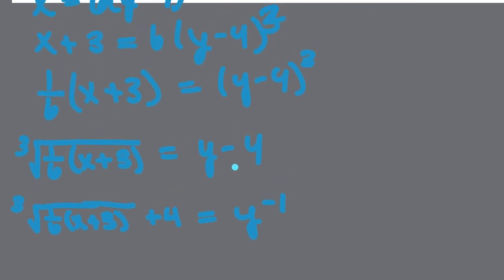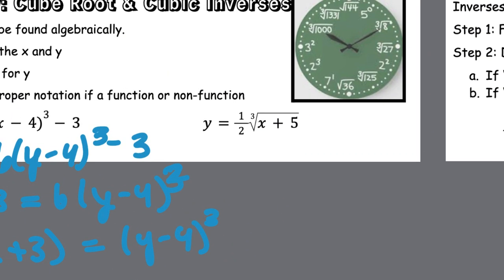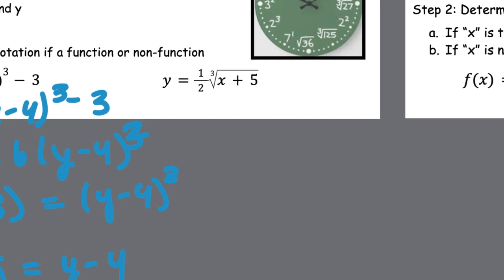Okay. Let's look at the other one. The other one's going to go the other direction. So now I'm talking about going from a cube root to a cubic. So step number 1, we're going to swap our x and y.